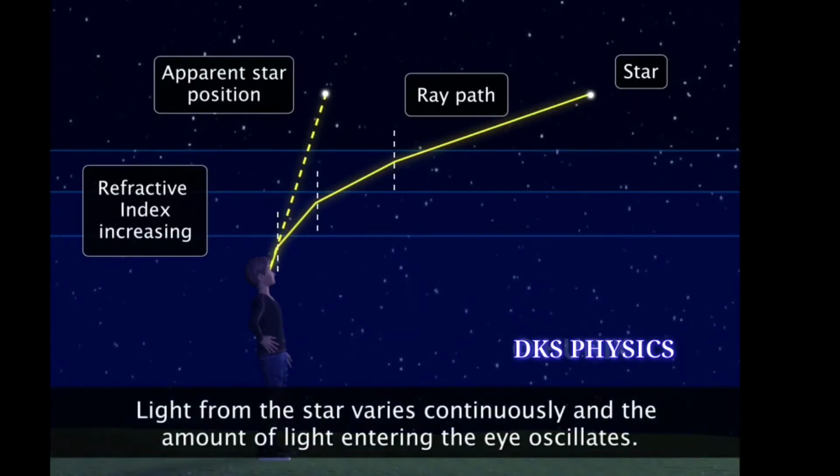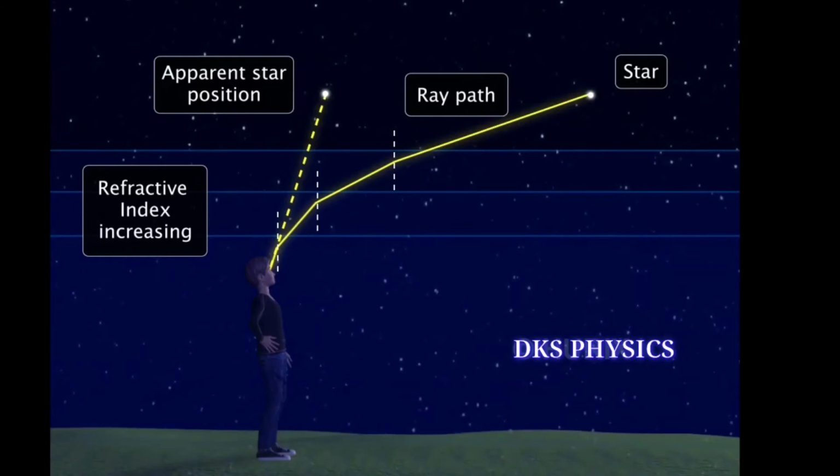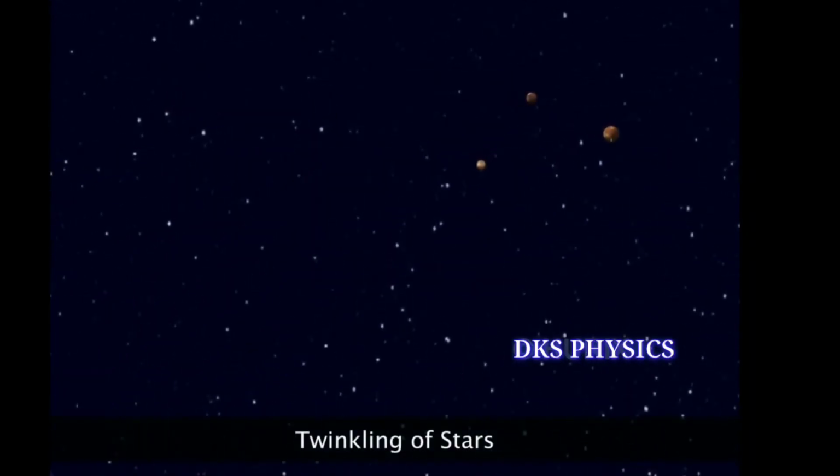Owing to the physical condition of the air, the light from the star varies continuously, and the amount of light entering the eye oscillates. The star appears to flicker, sometimes appears brighter, and sometimes appears fainter or dim. This accounts for the twinkling effect.